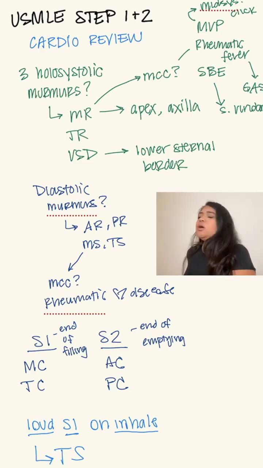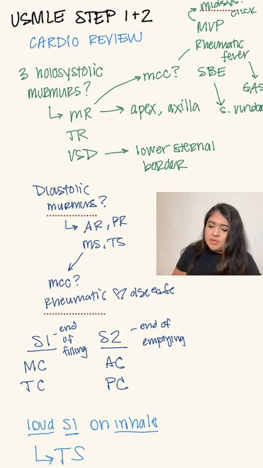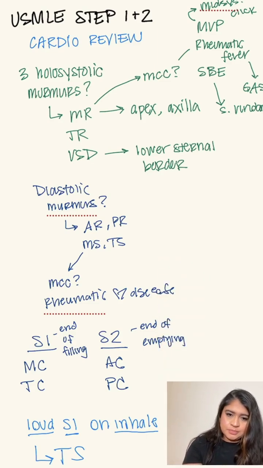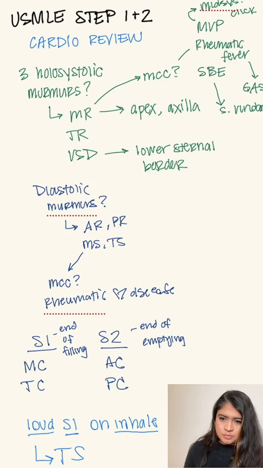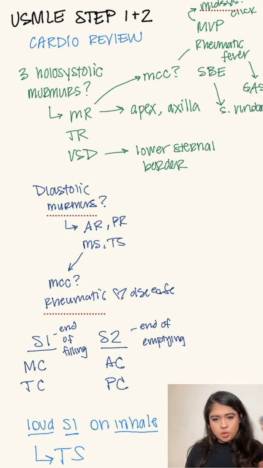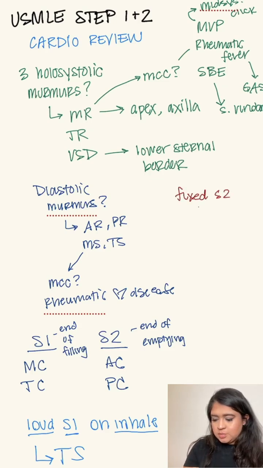What is the murmur that has a fixed S2 split? Nice, right, Dr. Mariam? Inhalation, inspiration brings more venous return, more preload in the right heart. So fixed S2 split equals ASD.